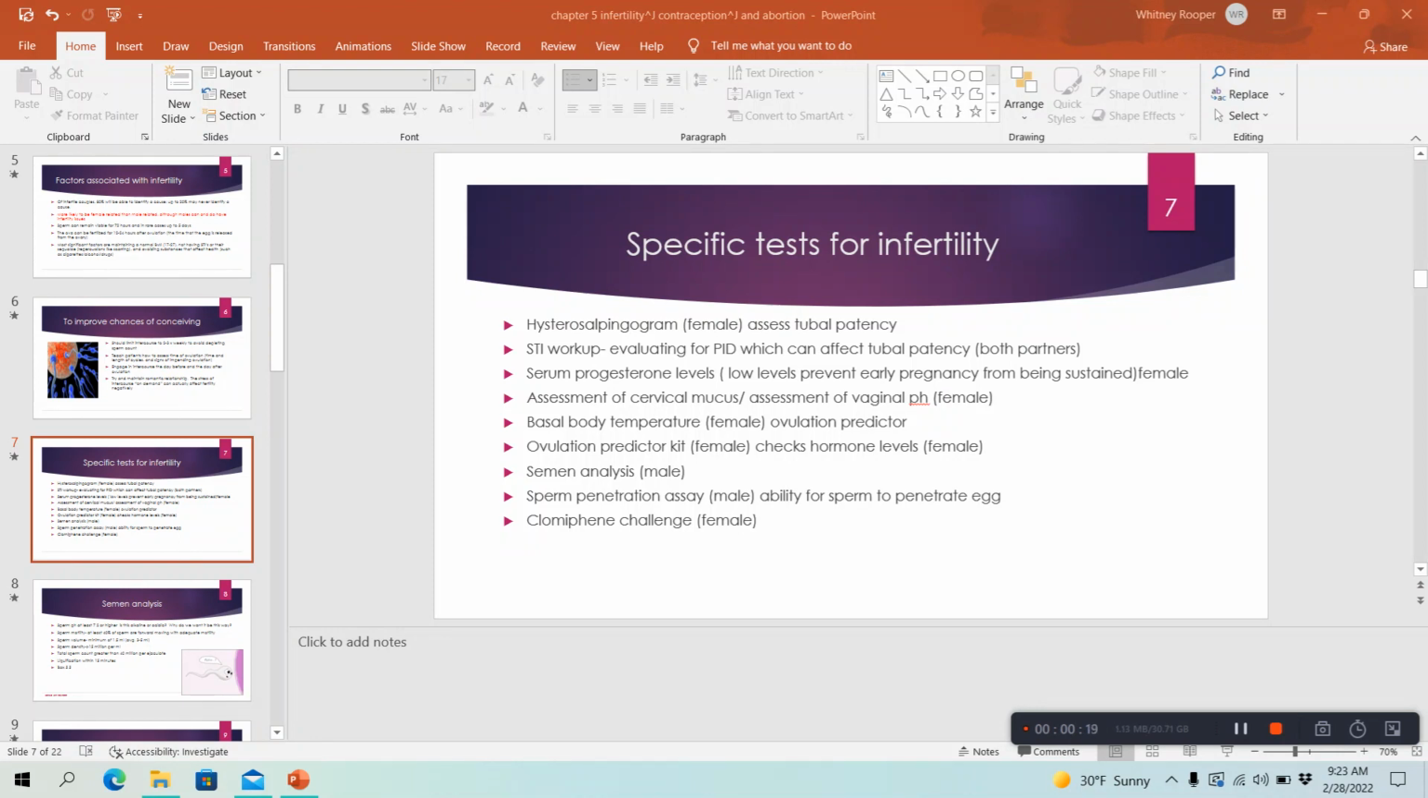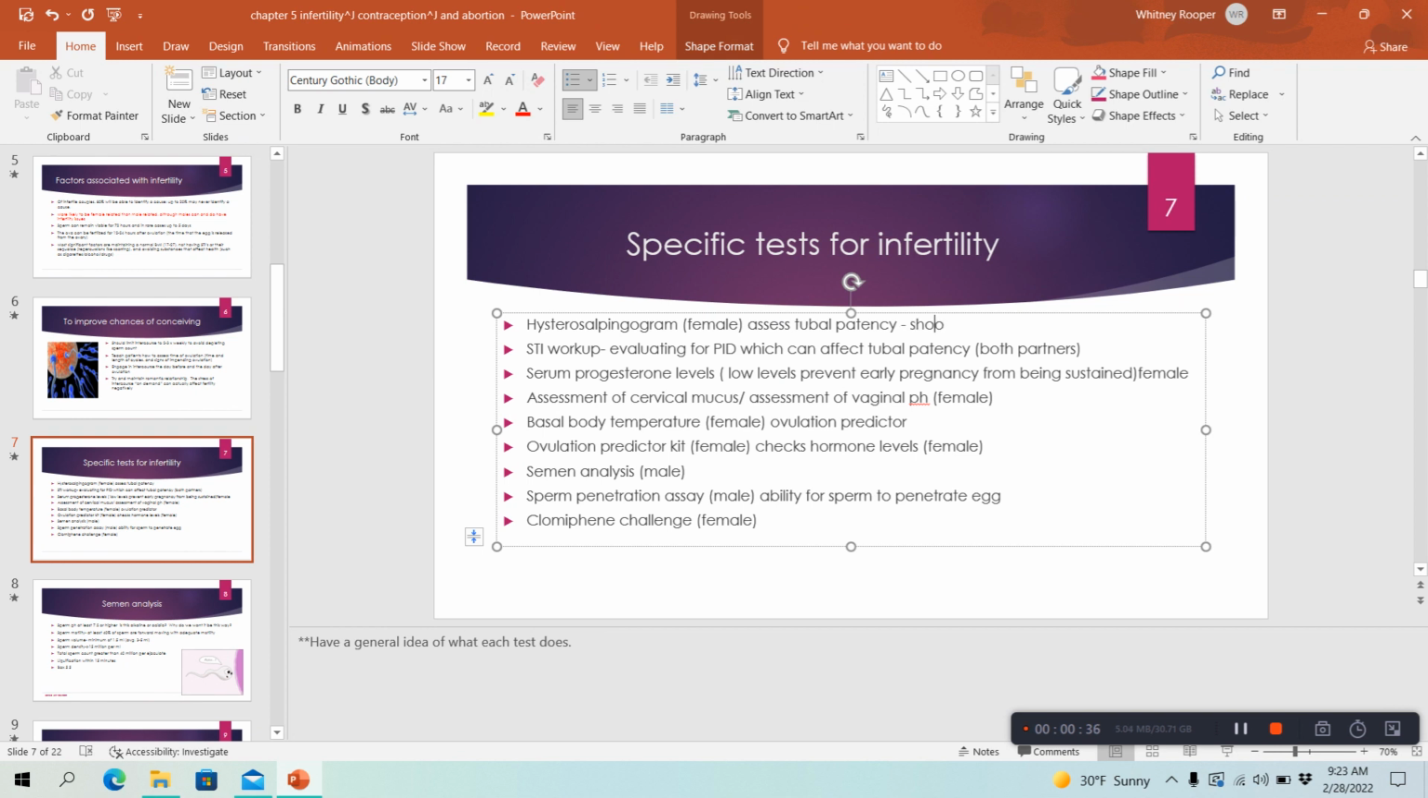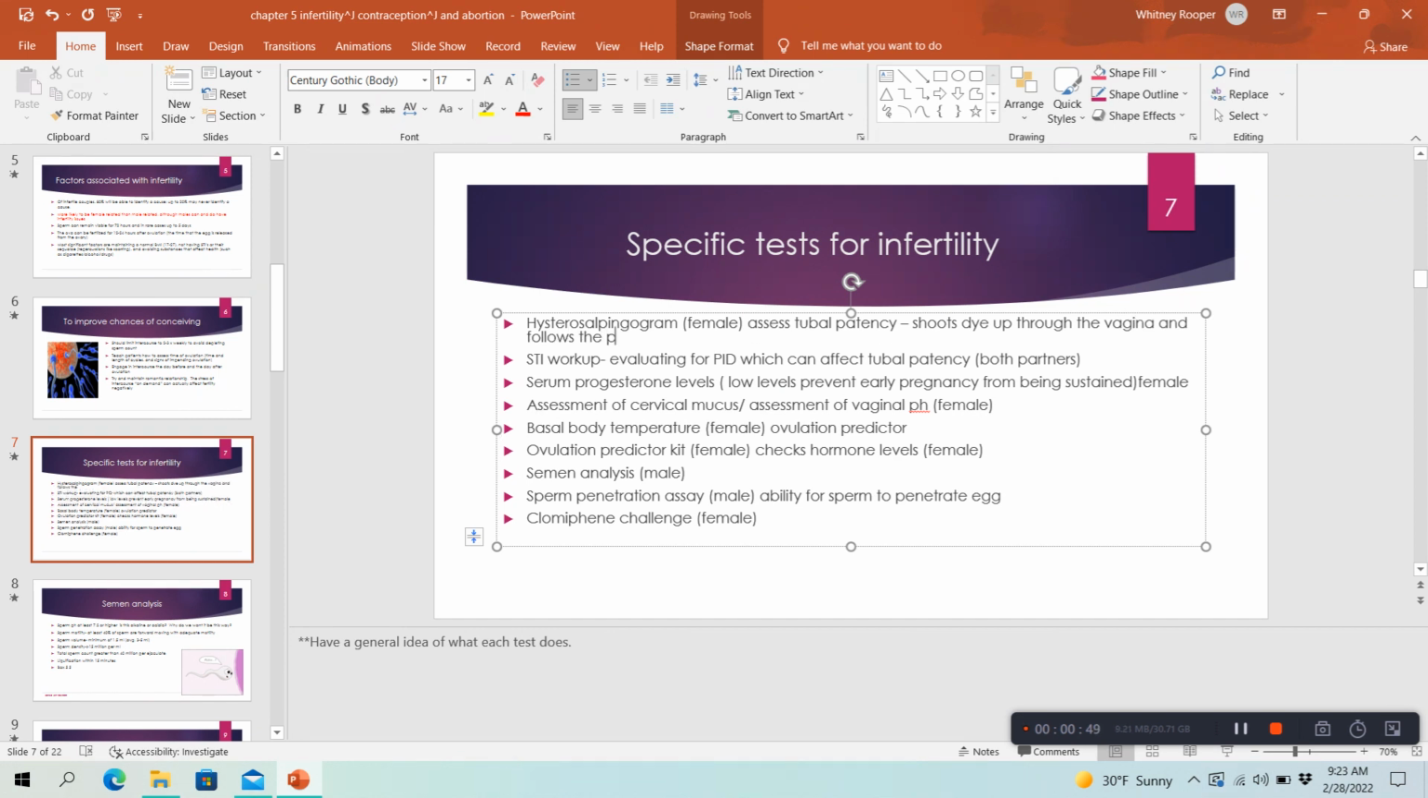For example, hysterosalpingogram is a test for a female, and it assesses tubal patency. What they do is they shoot dye up through the vagina, and then they x-ray to follow the path of the dye. It should go up through the vagina, into the cervix, through the uterus, and up through the fallopian tube. So if there's a blockage from scar tissue or something, then that dye is not going to travel, and it's going to tell them about the path. It follows the path that sperm would follow, and so it will tell you about the capacity for patency in the fallopian tubes.